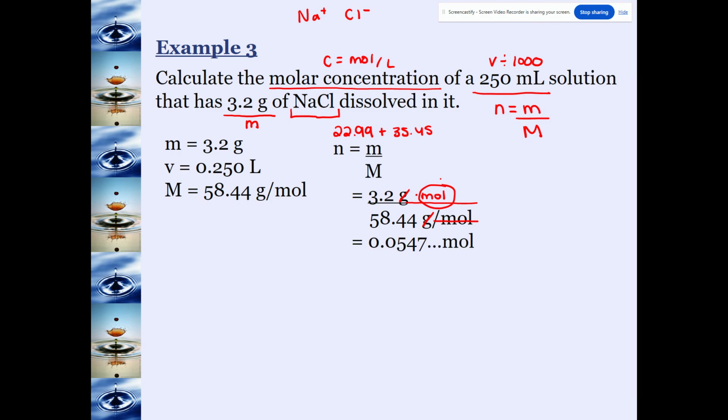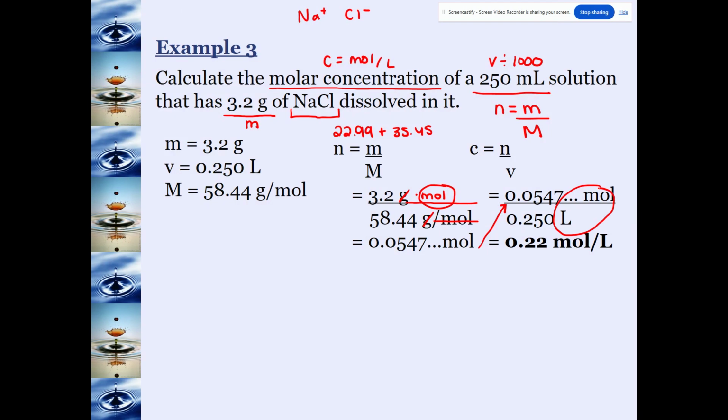So my answer, I leave it unrounded. I write a few digits down and put dot, dot, dot, saying that I'm using this complete unrounded answer in my next calculation. So to find my C, I now take this unrounded answer, leave it stored in my calculator the way it is, and divide it by my volume in liters of 0.250, and I get an answer, again, in moles per liter. When I look back up at the question, there's 2 digits and 3 digits.